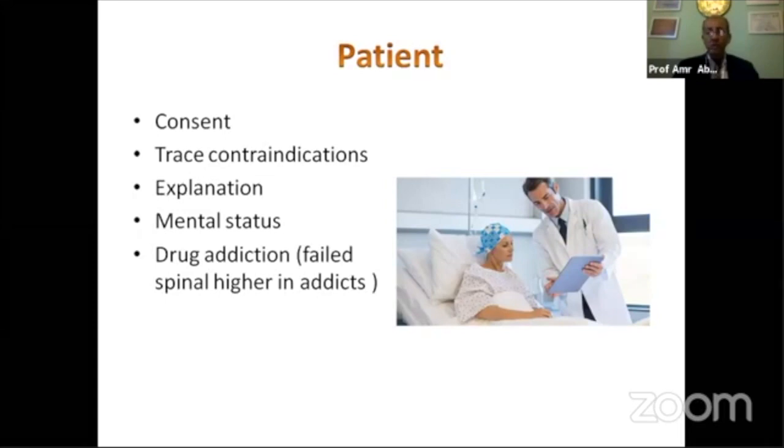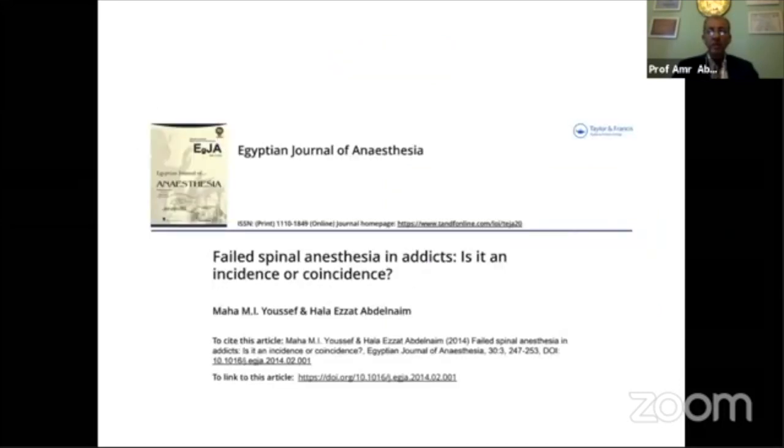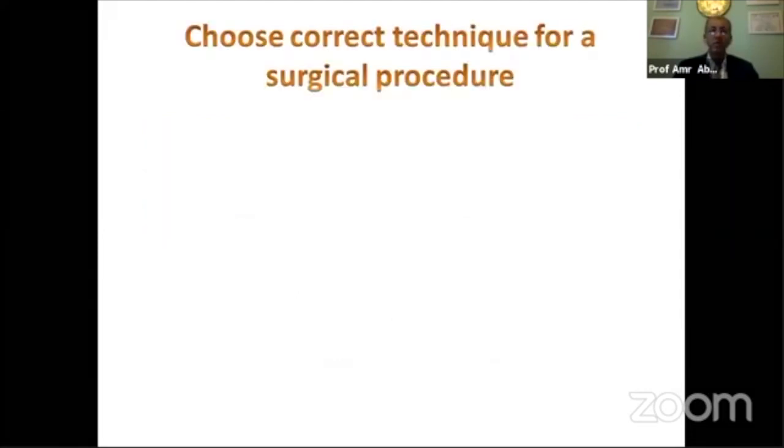Patients with drug addictions are liable to have a failure of the spinal block, and this was mentioned in a nice study which found failed spinal anesthesia in addicts, and they tagged the question, is it an incidence or a coincidence? They found that the large dose of opioids taken by the addicts could lead to a sodium channel blocking effect plus a calcium channel blocking effect. This could also raise the tolerance for some of the local anesthetics that work in the same direction, sodium and calcium channel blocking action.